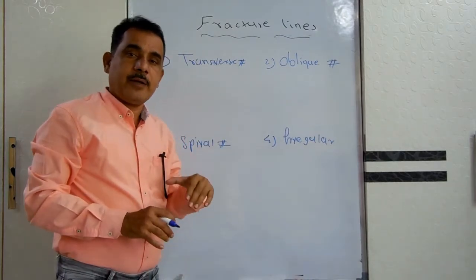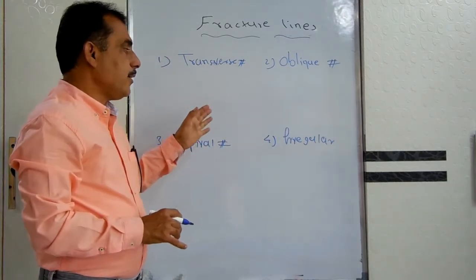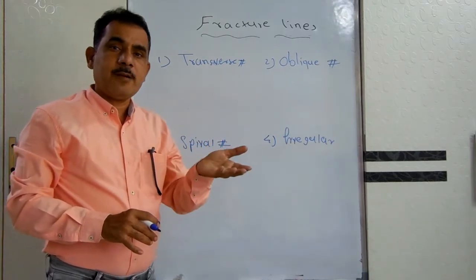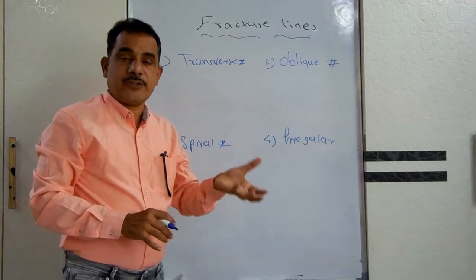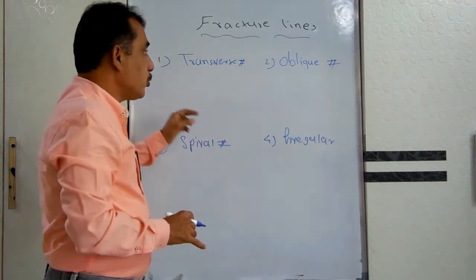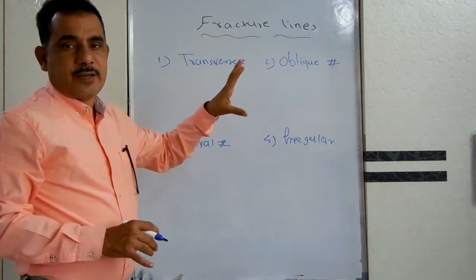the fracture can be classified in these groups. In fact, they are classified in five groups. But the fifth one is crush, as we have seen in the last lecture. Crush, compression fracture. So there is no fracture line there. But usually there are four patterns of the fracture lines.